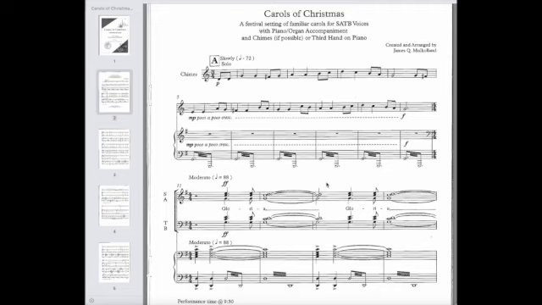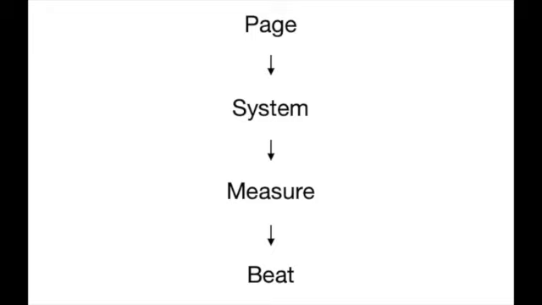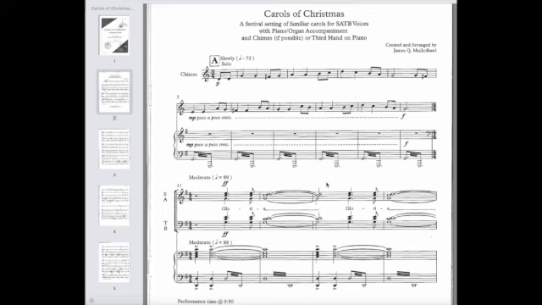I typically like a top down approach when it comes to score navigation. So you might hear me say the phrase, all right, choir, let's start to sing on page 7, third system, measure 24, third beat. And that phrase may sound like a crazy jumbled mess to you right now, but we're going to break it down.